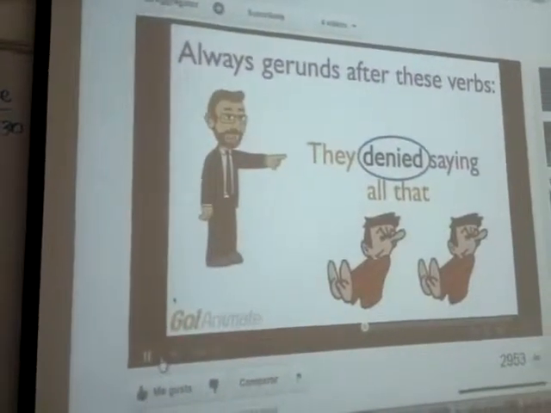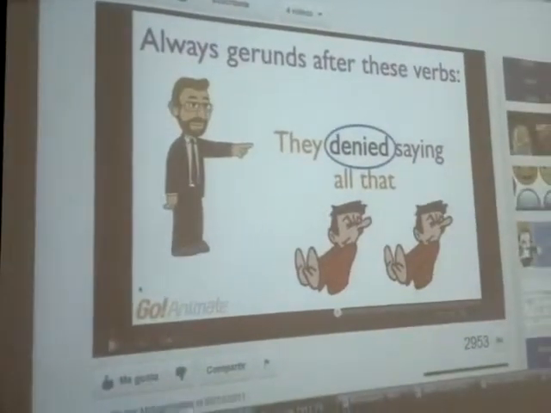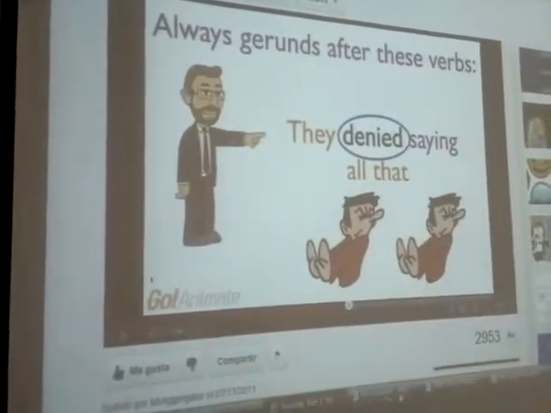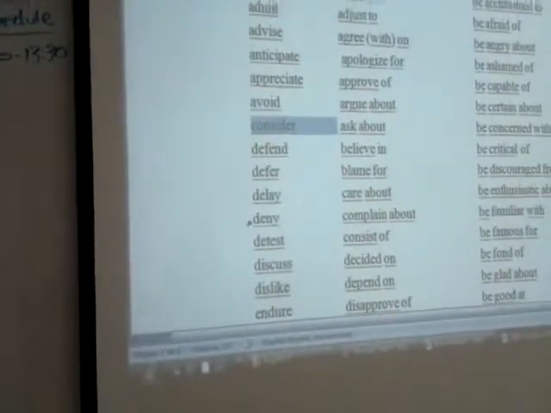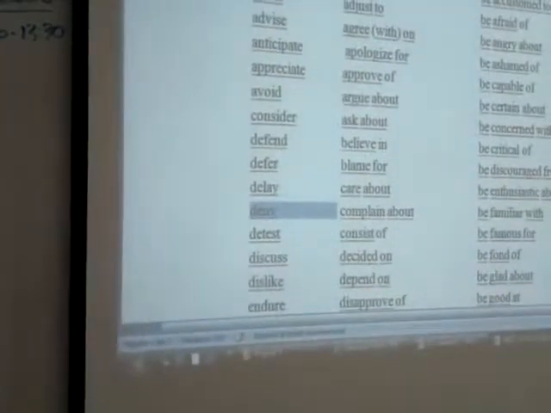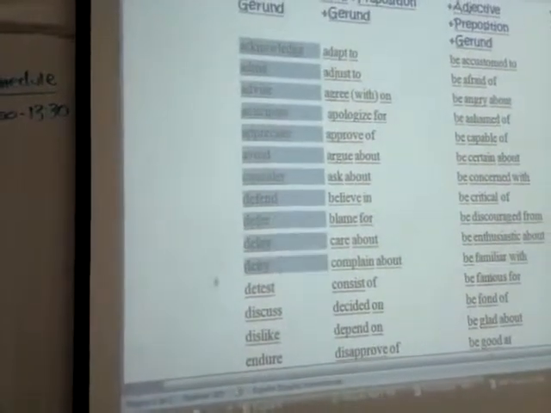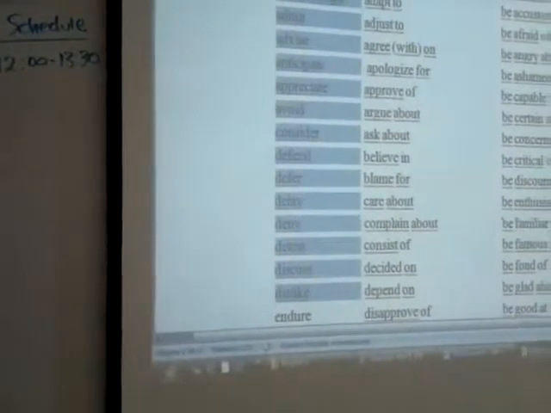They denied saying all that. Okay, deny ing saying. So let's see. Deny. Do you guys see it? Here it is. Deny. You see? So all these verbs right here go with gerund forms. All of them. Okay, let's continue then.